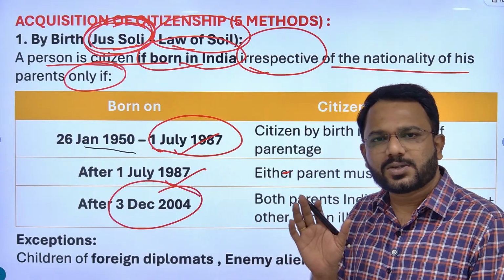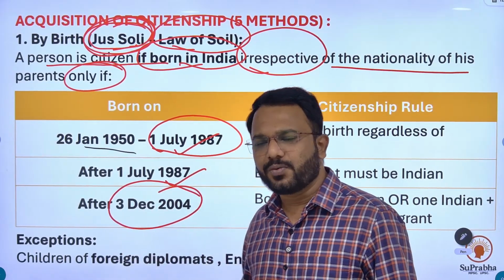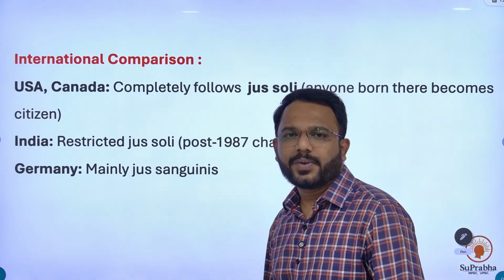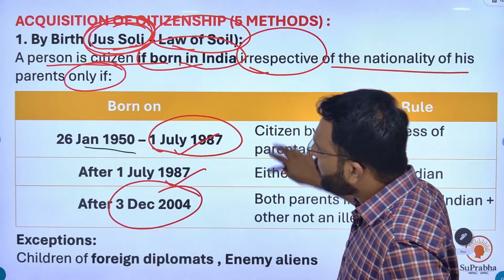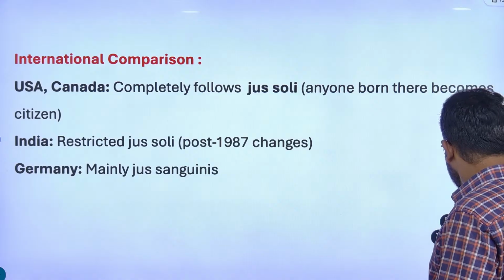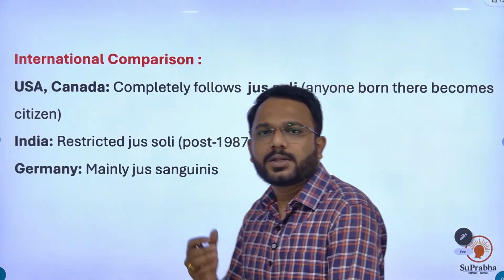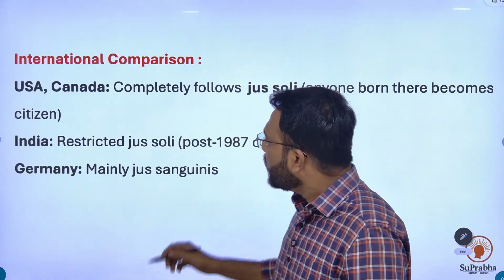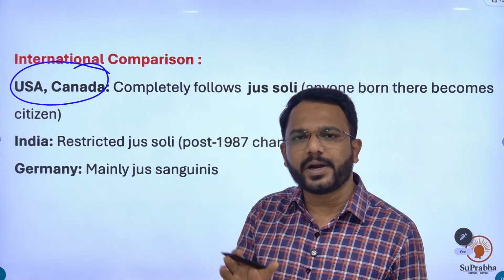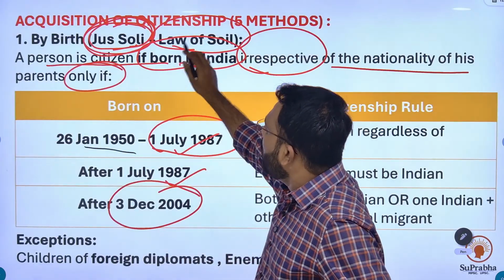So we have discussed the overall conditions and provisions, as well as the reason behind their implementation. Now let's have some international comparison of the provisions for acquisition of citizenship by birth. Different countries have different provisions for the acquisition of citizenship by birth. Nations like the USA and Canada follow completely this law, that is jus soli, or by birth, or law of soil.